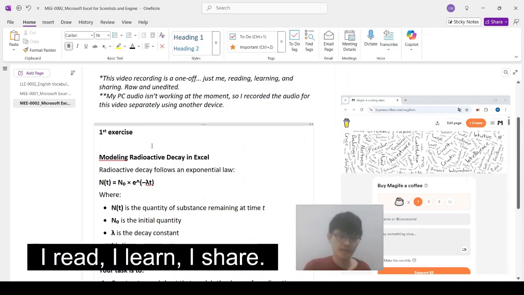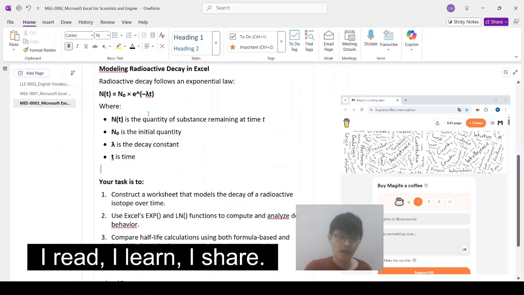Okay, here is the first exercise, modeling radioactive decay in Excel. So here is the formula of radioactive decay. Normally radioactive decay follows an exponential law. So this is the equation. The equation is N(t), which is the quantity of the substance remaining at time t.